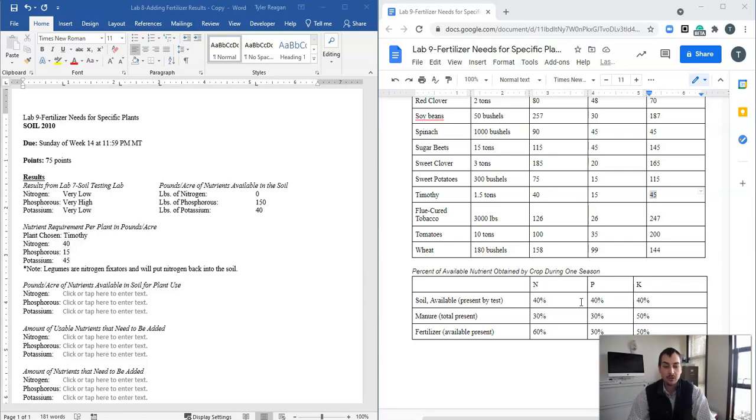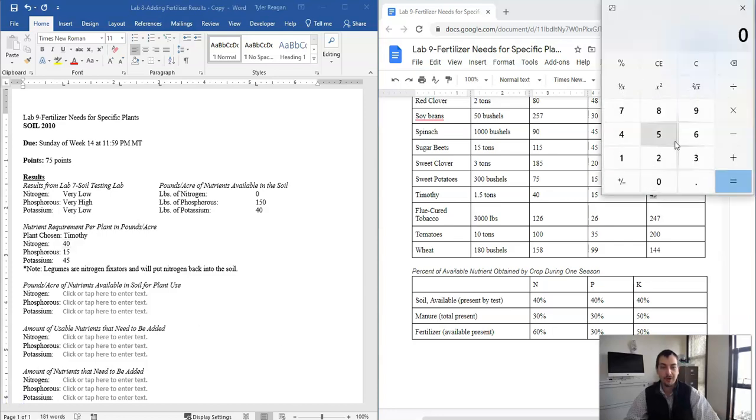You see, the soil isn't going to release all of the nutrients to use all 150 pounds of that phosphorus in year 1 because it's trying to keep some in reserve for next year. So it's only going to release 40% of that to be used by that crop. And then same thing with potassium. Only 40% of the available nutrients in that soil is actually going to be able to be used by that crop. So we're going to do some math real quick.